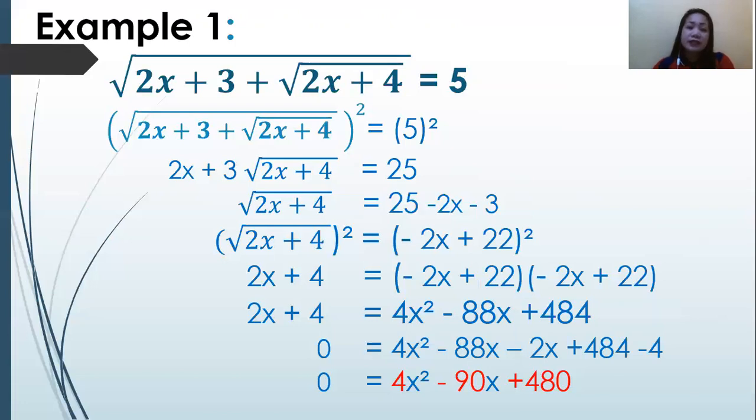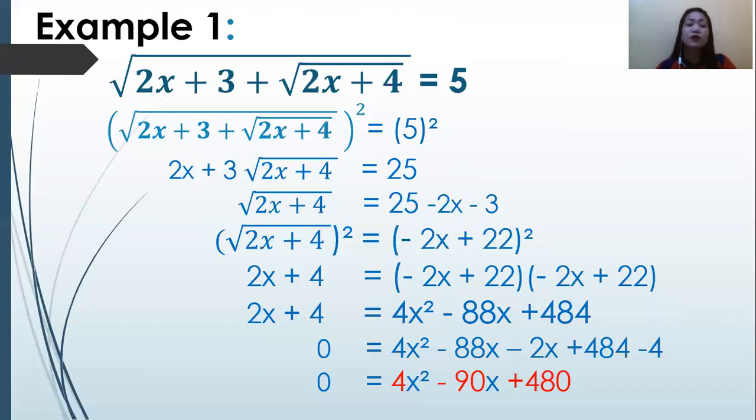For this equation, first we are going to square both sides, the left and the right, in order to remove the radical symbol on the left side. So the remaining is 2x plus 3, plus the square root of 2x plus 4, is equal to 25, because 5 times 5 is equal to 25. All right, the 2x plus 3, we are going to move to the other side. Since it is positive, it will become negative. So it is 25 minus 2x minus 3.